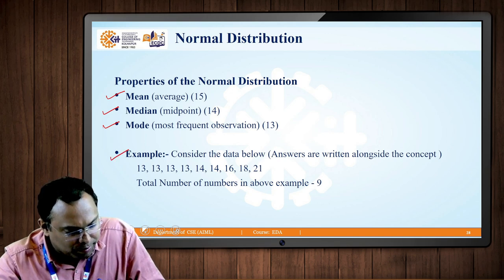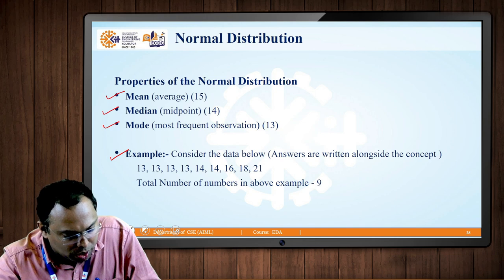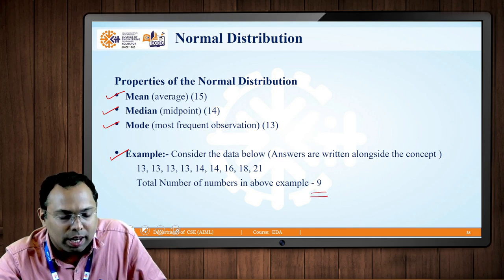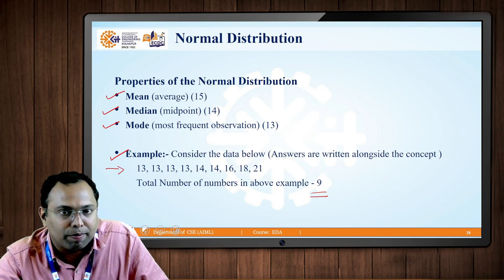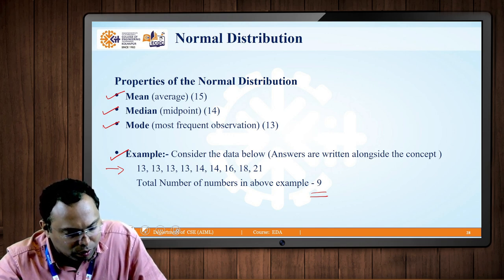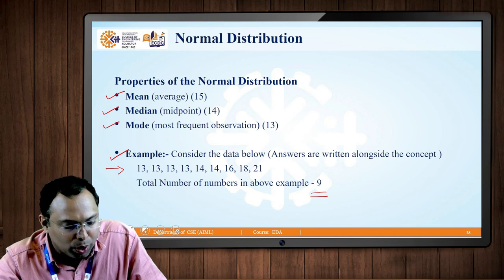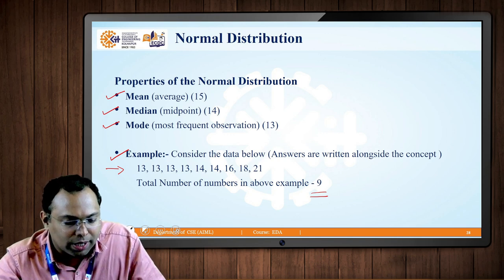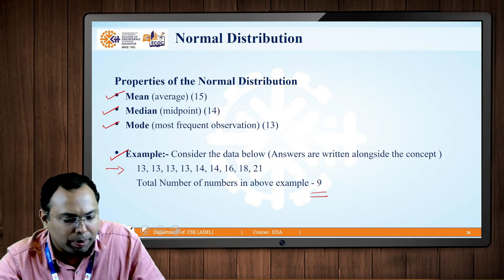We'll consider this example. Here we can see there are a total of 9 data points, and the values are given over here: 13 four times, then 14 two times, then 16, then 18, and then 21. So suppose these are my data points. With respect to these 9 data points, we are going to find out three concepts. First is the mean, second is the median, and third is the mode. And we are going to apply these to understand the concept of normal distribution for better understanding.